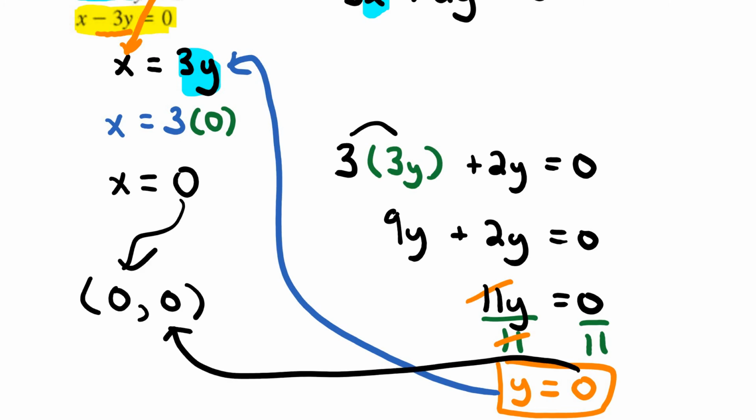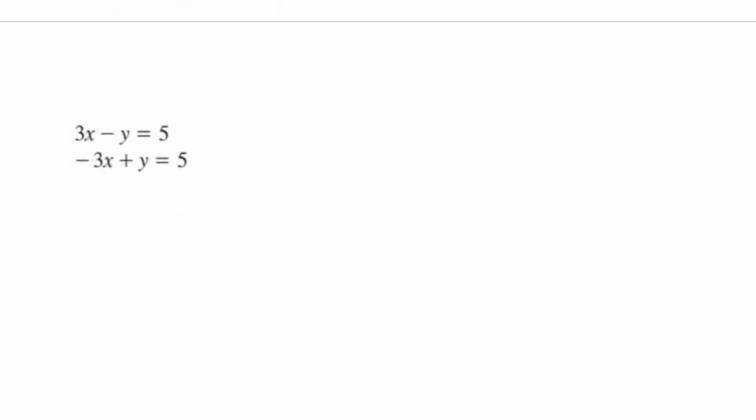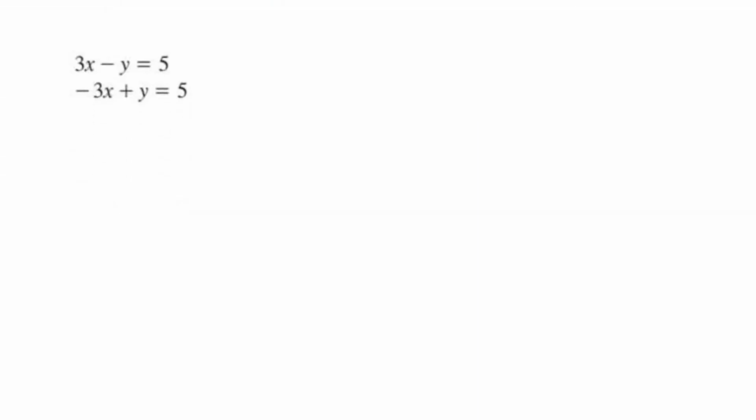Okay, let's move on to the next one here. For the next one, I have 3x minus y equals 5, and I have negative 3x plus y equals 5. Now for this one, I don't think it really matters which equation you use. Let's just go ahead and use the second equation just for practice here.